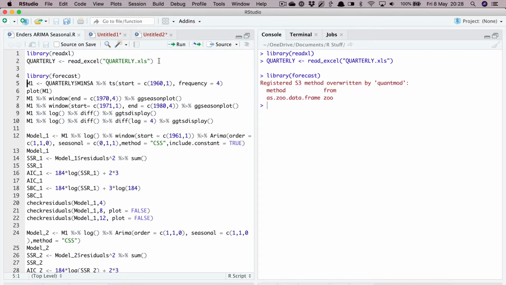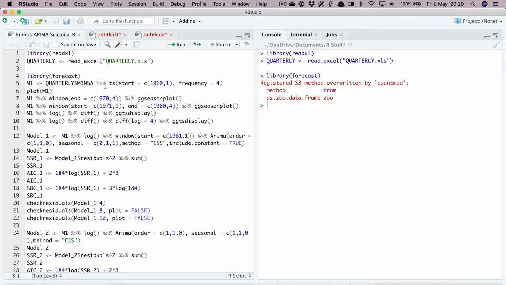The variable within the quarterly.xls file that I want is called M1NSA, which stands for the money supply M1, not seasonally adjusted. So it will have seasonal patterns which we need to model. As you can see, it's quarterly data beginning in 1960 quarter 1. So I'm going to read that in.